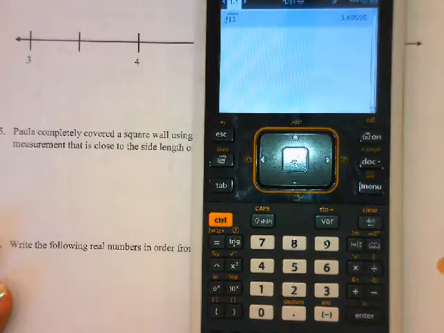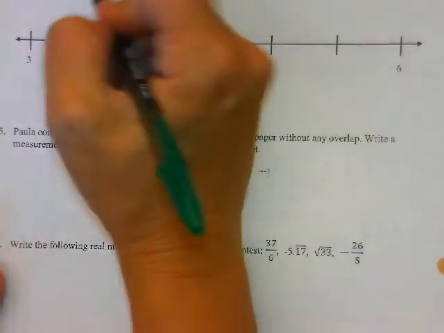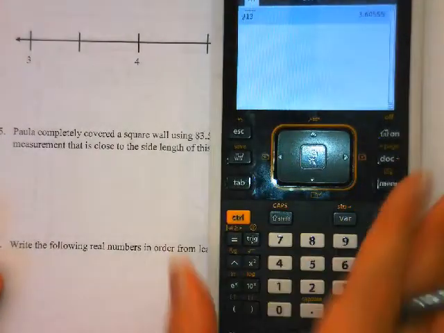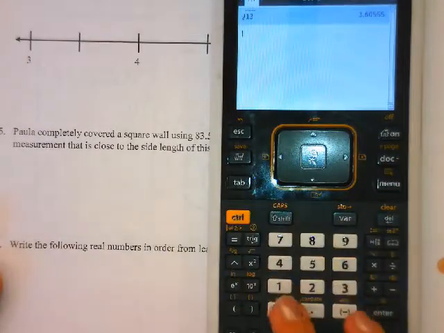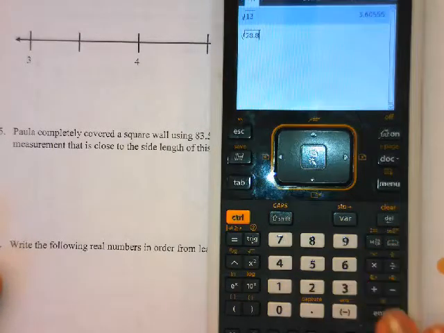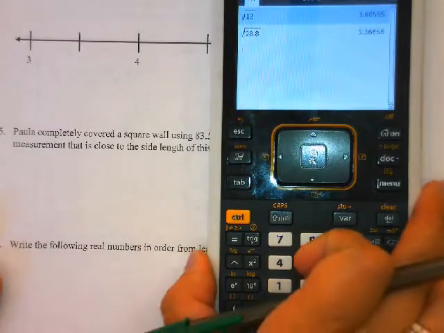We talked about making them all decimals so you can see what's happening. So I'm going to call this 3.6. I'm going to go ahead and just write it here. I'll worry about the number line in a minute. The square root of 28.8, so Control squared 28.8 is 5.36.